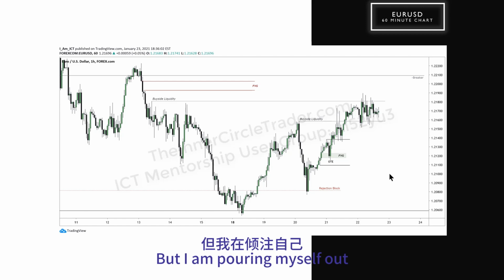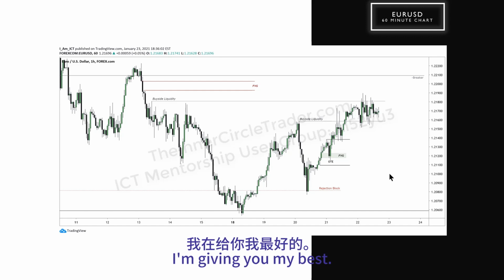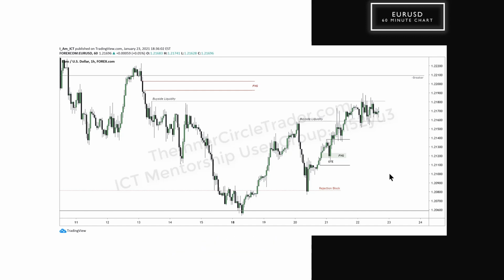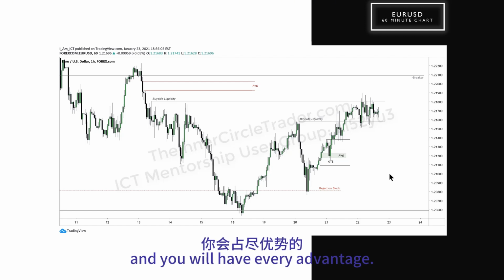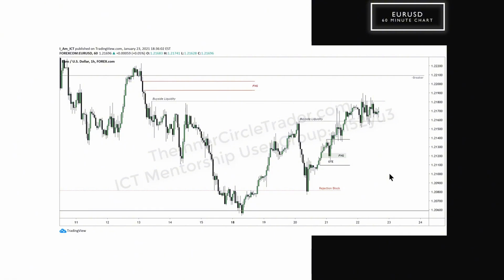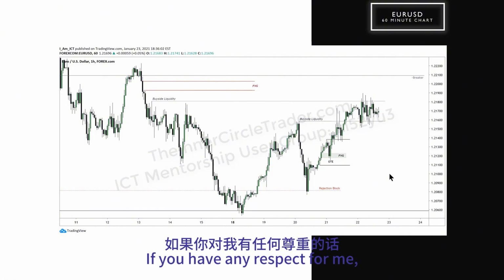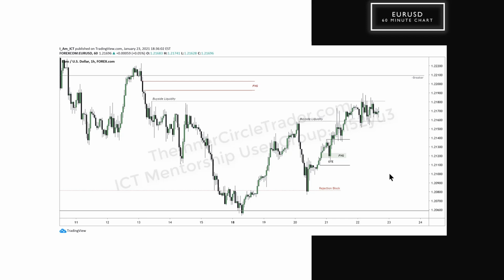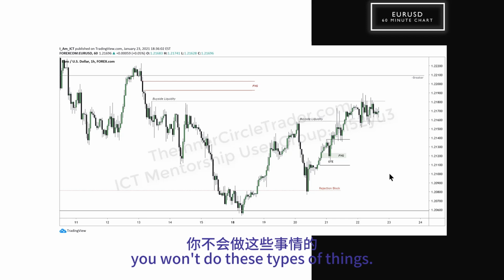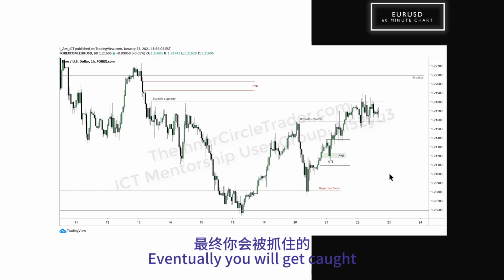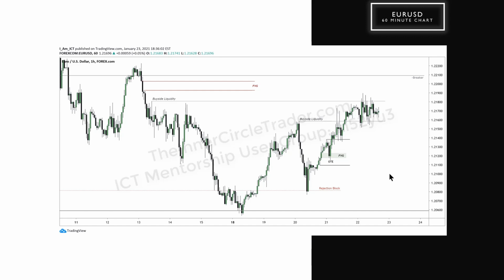But I am pouring myself out this last year. I'm literally giving you my all. I'm giving you my best. You're not getting Enigma. I never promised that. But you're getting everything that I am willing to teach. And you will have every advantage. If you have any respect for me, you won't do these types of things. Eventually, you will get caught and get thrown out of here.